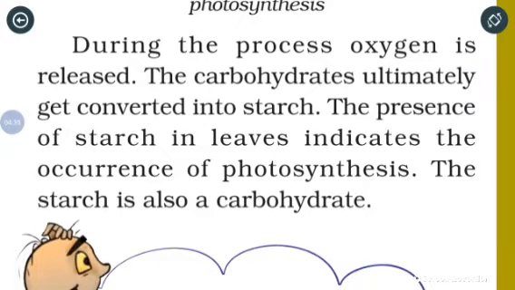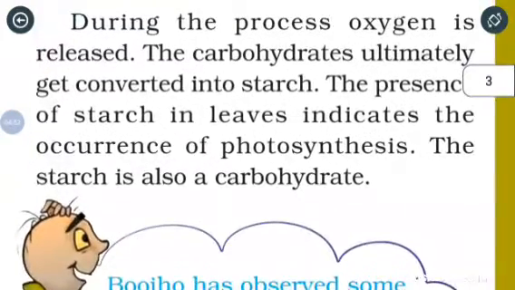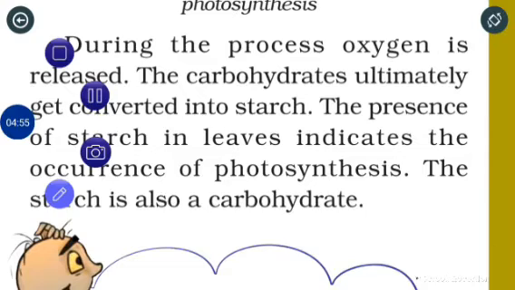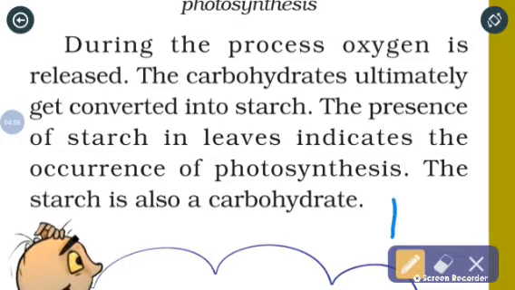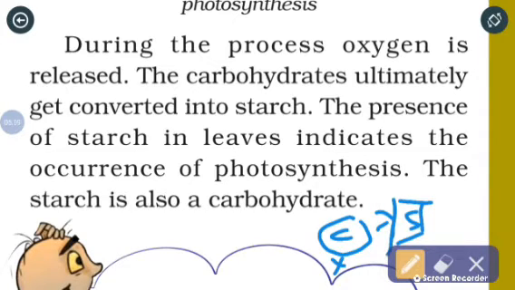During the process, oxygen is released. The carbohydrate ultimately gets converted into starch. The presence of starch in a leaf indicates the occurrence of photosynthesis. Starch is also a carbohydrate. So, if the plant does not use its carbohydrate, it is stored in the form of starch. If carbohydrate is not used, then it makes starch.